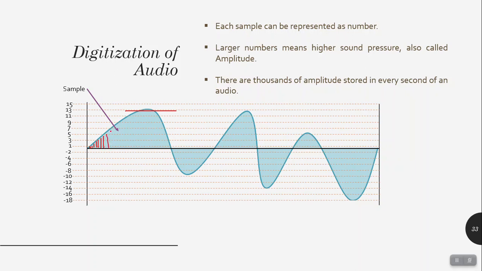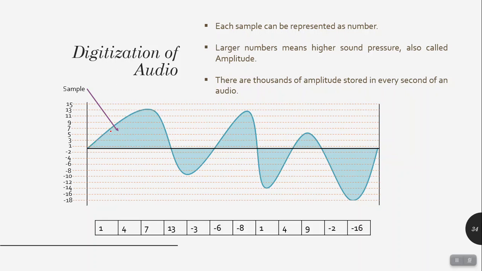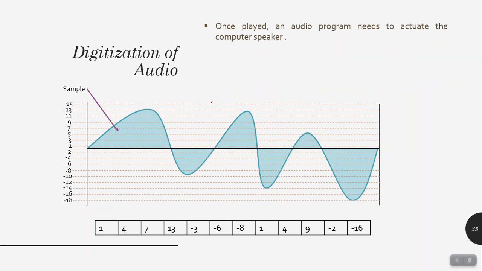So as you notice, when you download a song or audio, the higher the file size, the better the quality it could give you once you play the sound on your cell phones. So these are the representation of the audio once it is processed by our computer. Once played, an audio program needs to actuate the computer speaker. So the computer would process these tiny bits of samples and actuate them to our computer speaker.